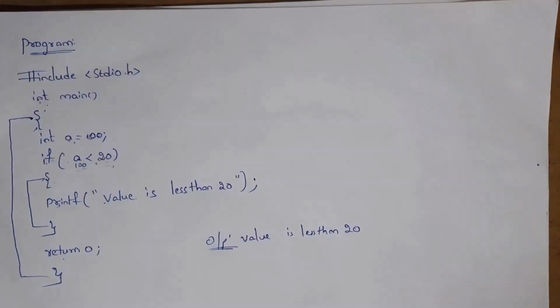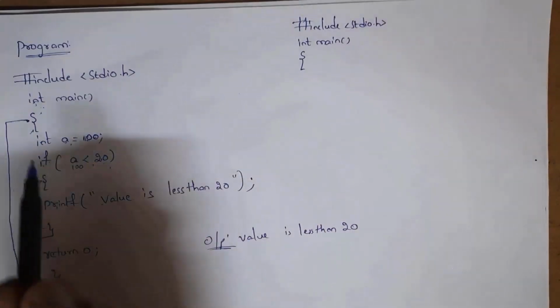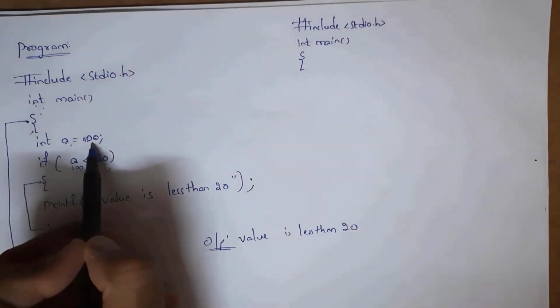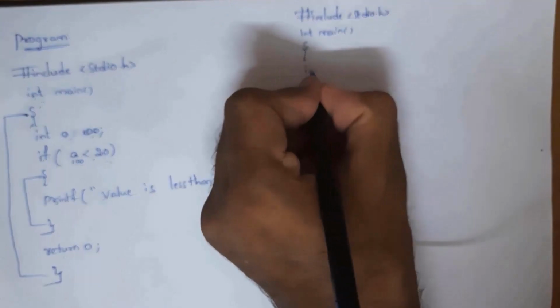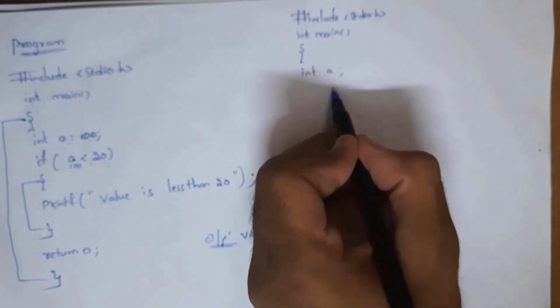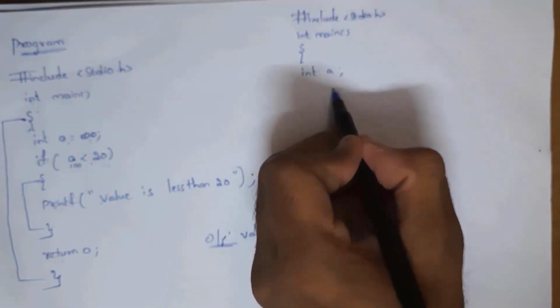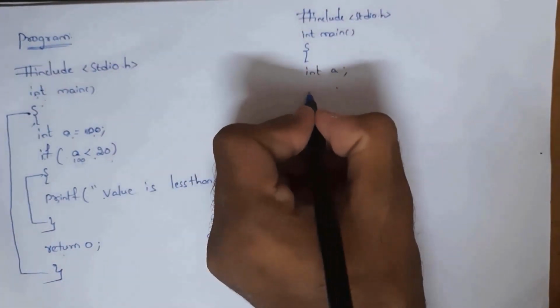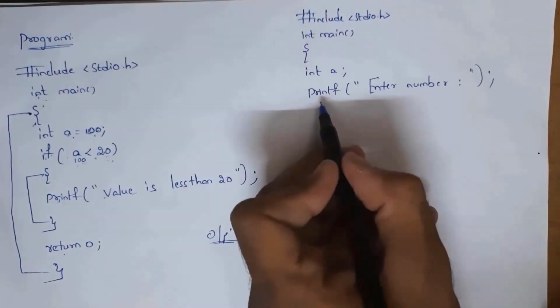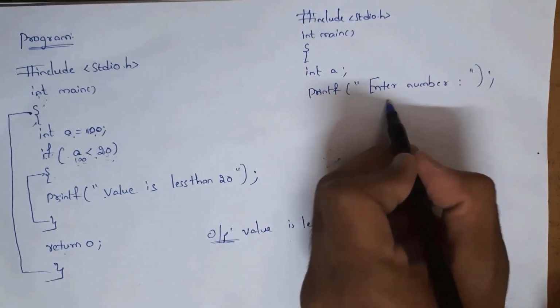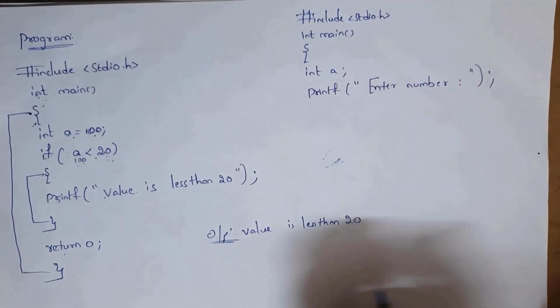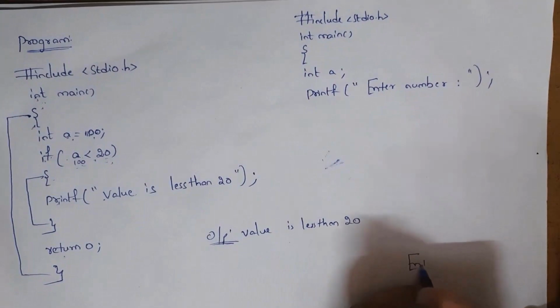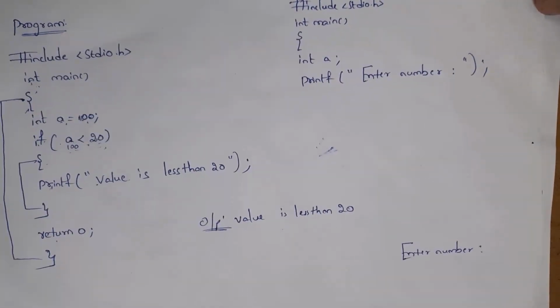Same program I will explain by using scanf. Here instead of initializing value 100, I am just declaring value, that is int a. I want to give value of a after executing a program. So for that purpose I need to use here scanf. But before that I will write one statement, that is printf enter number. So whatever the statement that is present inside this printf will be seen on my output screen. So here I can see enter number. Now I can enter number by using scanf.